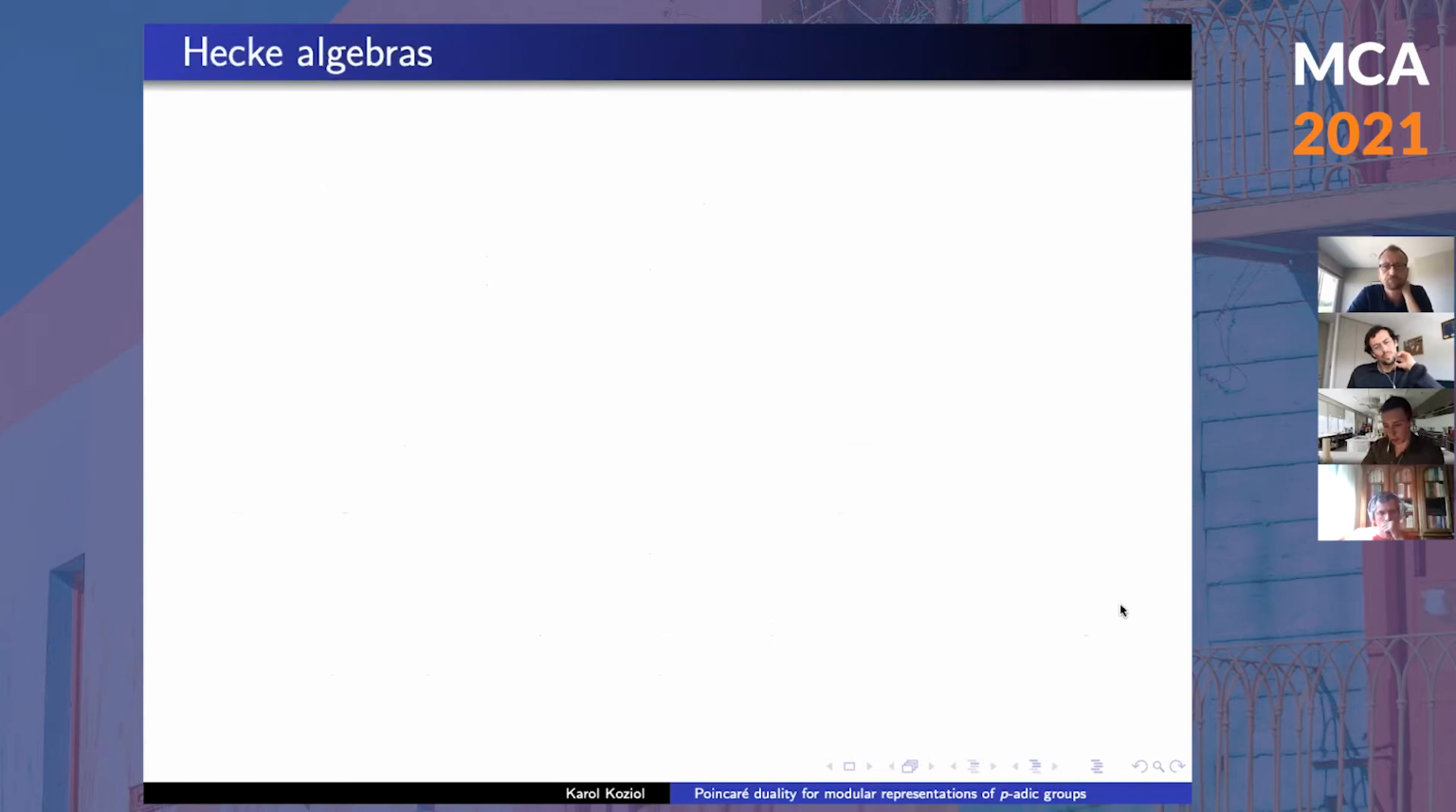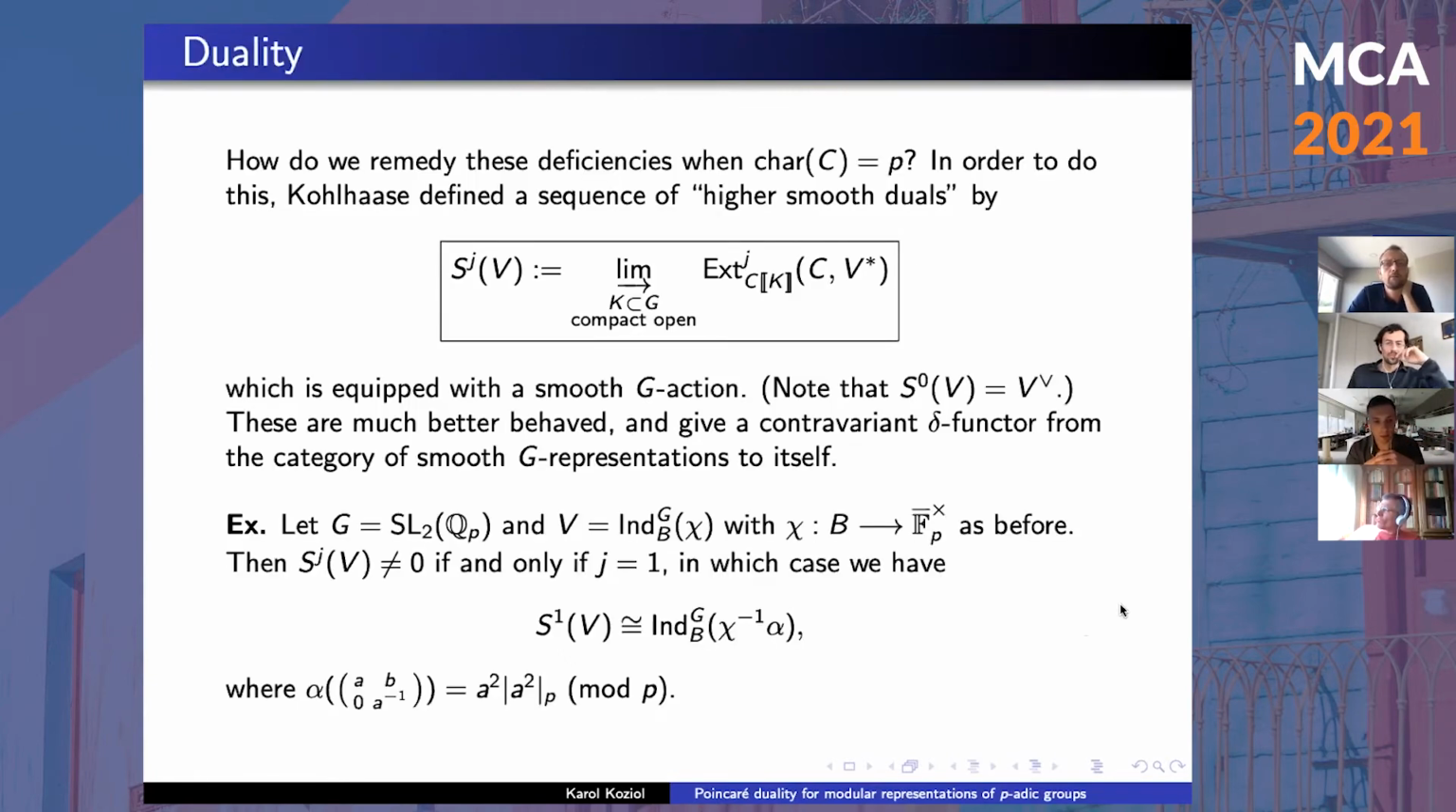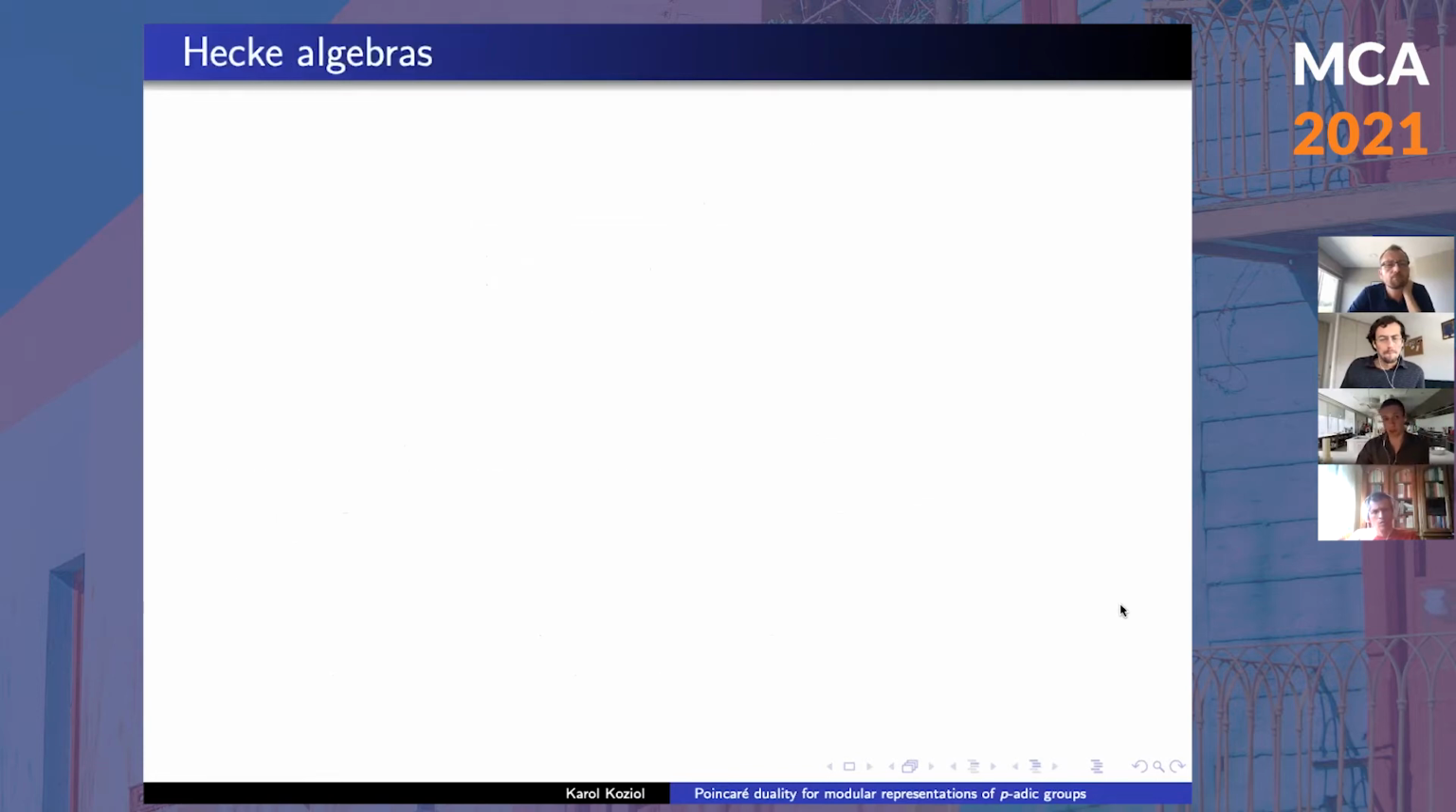So that's the first part of what I wanted to say. Are there any questions up until here? Okay, so I'll keep going. We essentially have this nice duality theory on smooth representations. Now I want to say a few words about Hecke algebras and why we care about these Hecke algebras.